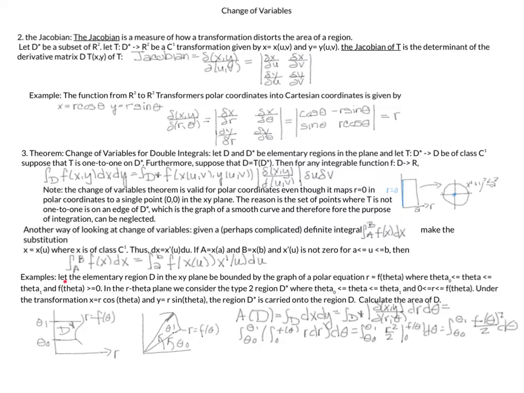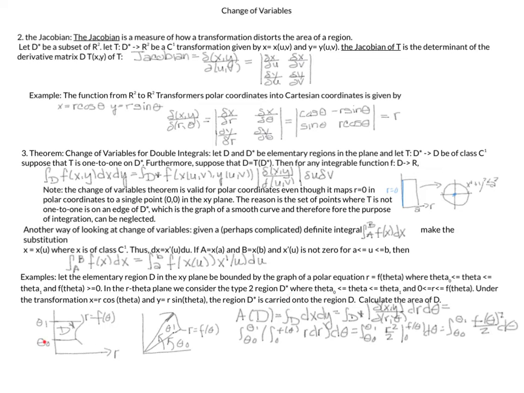So it says, let the elementary region D in the xy plane be bound by the graph of the polar equation r is equal to f of theta. So here we have r is equal to f of theta, and theta is going to be between theta 0 and theta 1. In other words, between this angle and this angle. So this is the region here that I'll shade in blue. We can do our integration in this space here, but we can also transform it into this space, which maybe looks a little easier, but in any case it's different.